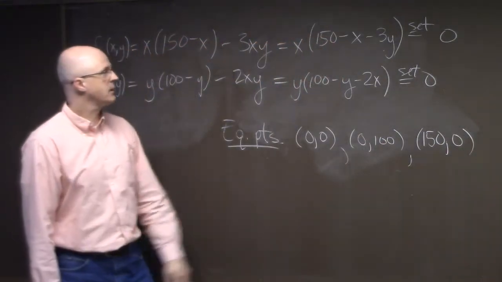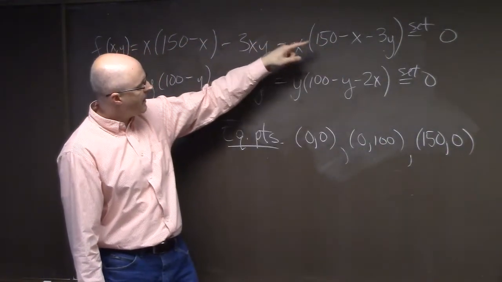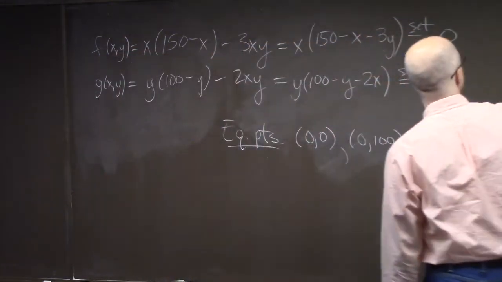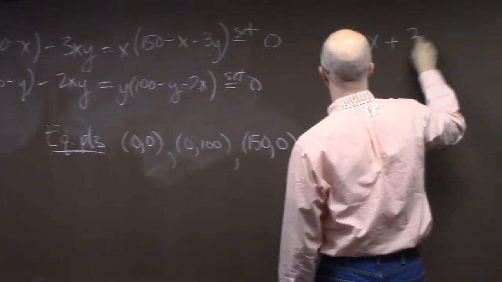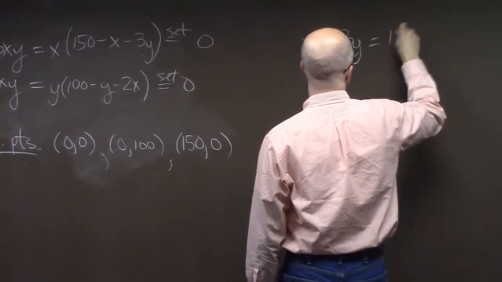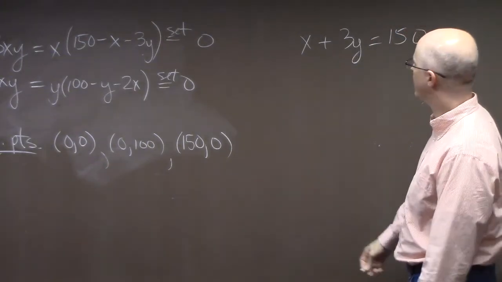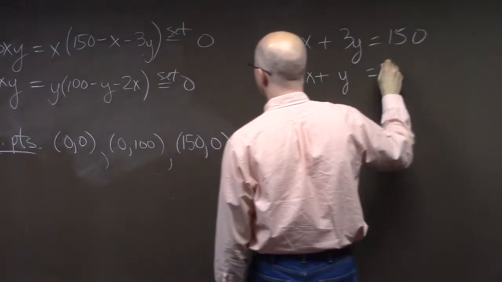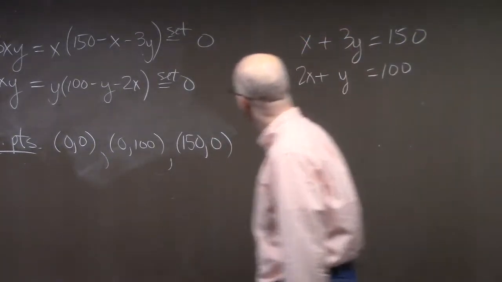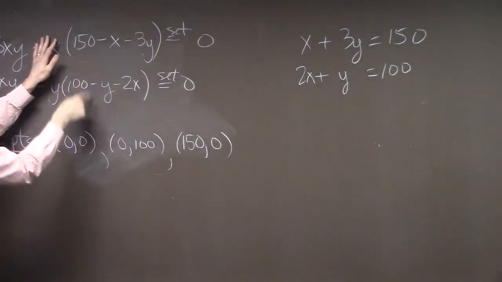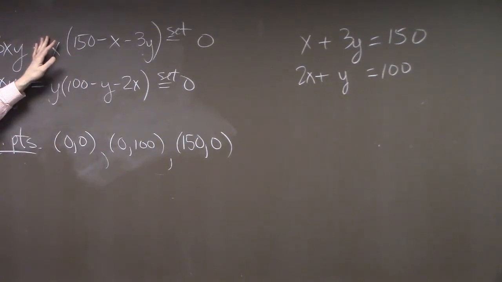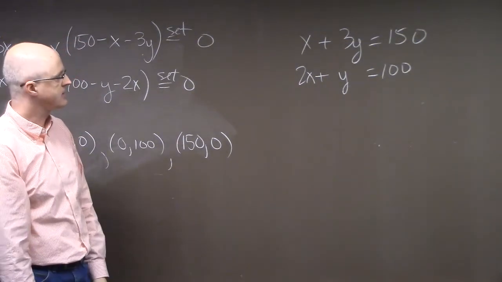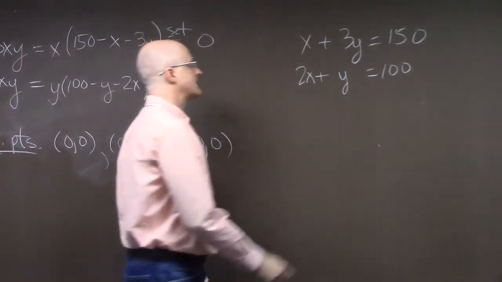There's one more equilibrium point when x and y are both non-zero. These two things could be 0. That's a system of linear equations that you can write in an alternative form like this: x plus 3y equals 150, and 2x plus y equals 100. Setting each of these things equal to 0 and rewriting it. That system of linear equations can either be solved by elimination or substitution. Let's solve it by substitution.